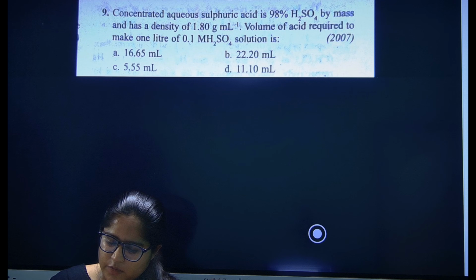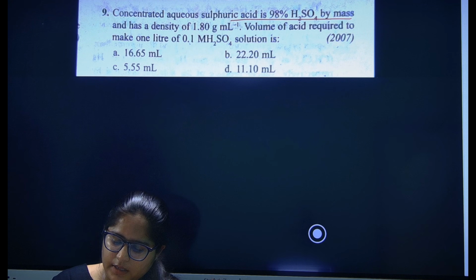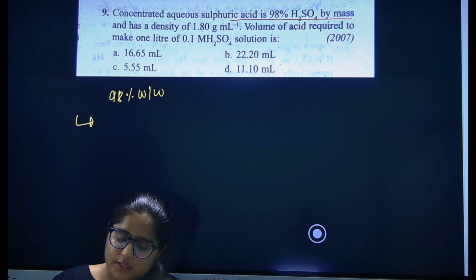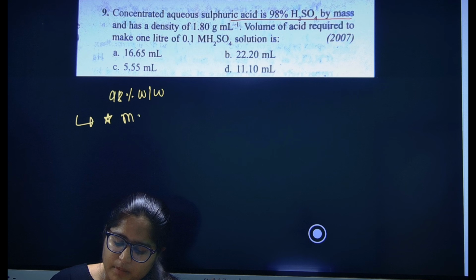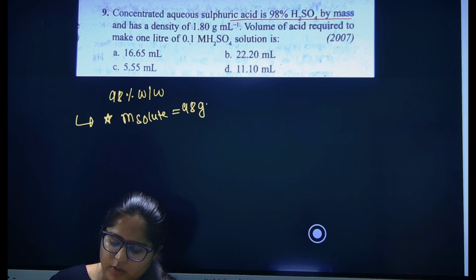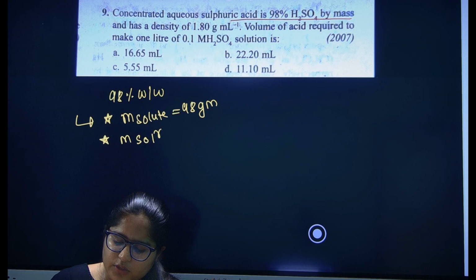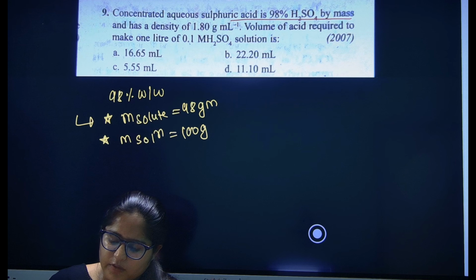Concentrated aqueous sulfuric acid is 98%. Okay, so they are writing here 98% by mass, which means weight by weight. So as my student, the first star point: mass of solute, that is H2SO4, is given as 98 gram without any doubt. Second star point: mass of solution is given as 100 gram without any doubt.